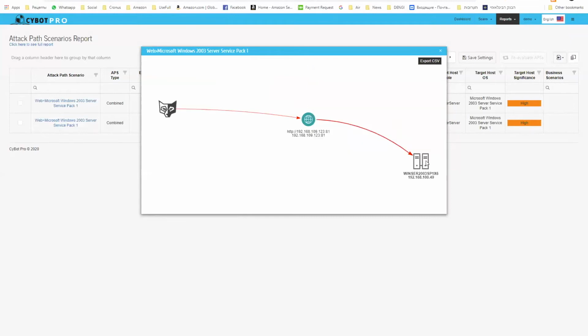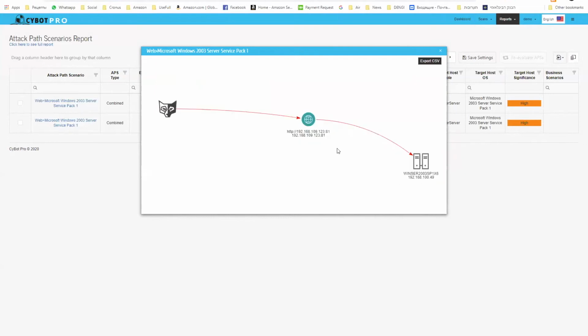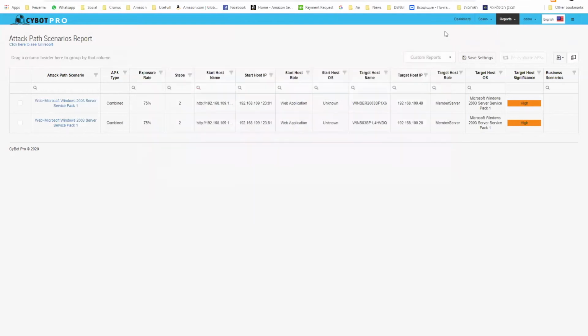On the target machine I can see 4 vulnerabilities, and again, the SMB service is running and port 139 is open. I see that again conditions are met and the hacker can do lateral movement between 2 points, but this time using a web starting point. So, this is for the attack path part, so now let's go to the reporting.